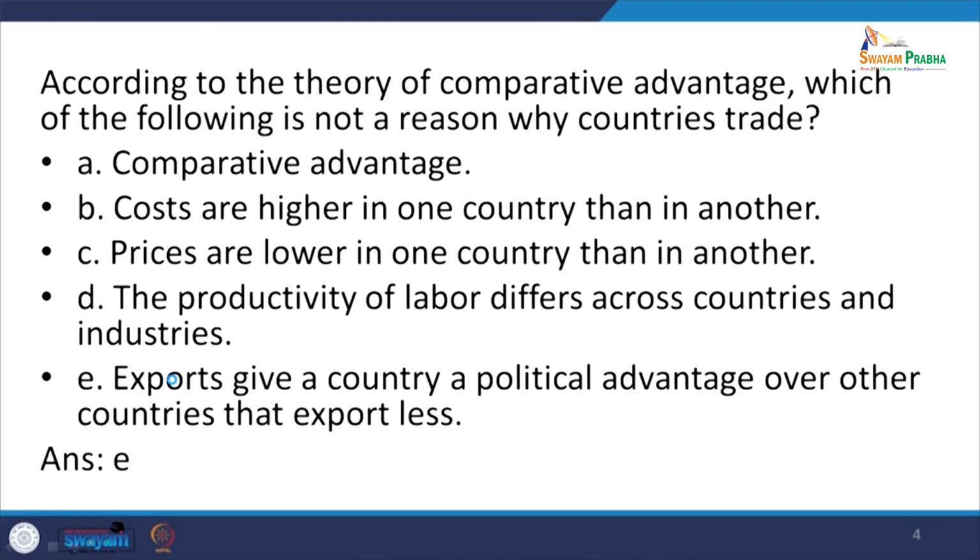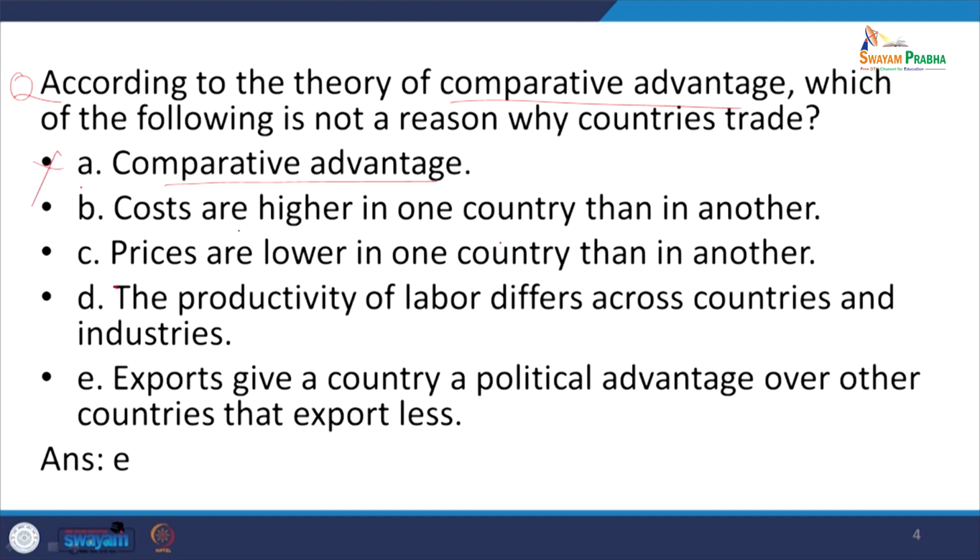Okay, yeah. Now, another question is here. According to the theory of comparative advantage, which of the following is not a reason why countries trade? Which is not a reason why, as per the comparative advantage, countries actually trade. Now, if there are comparative advantages, then the country will certainly trade. So, this is not an answer for sure.